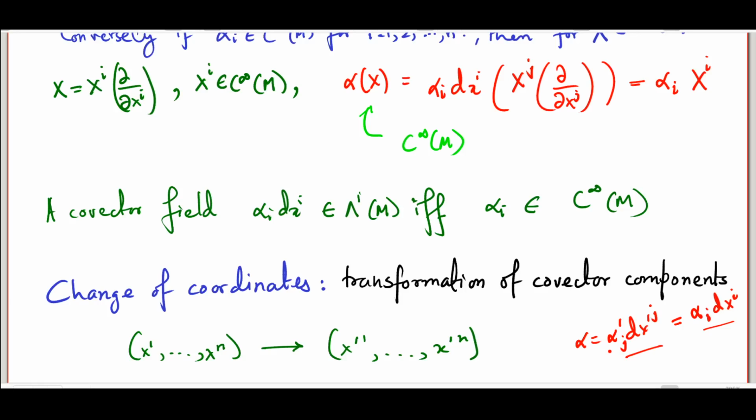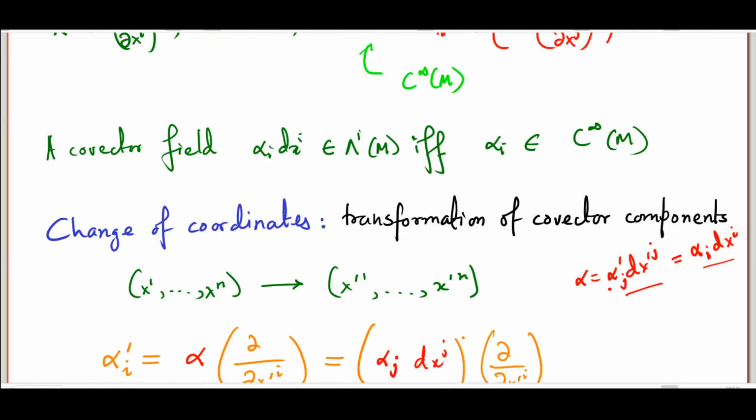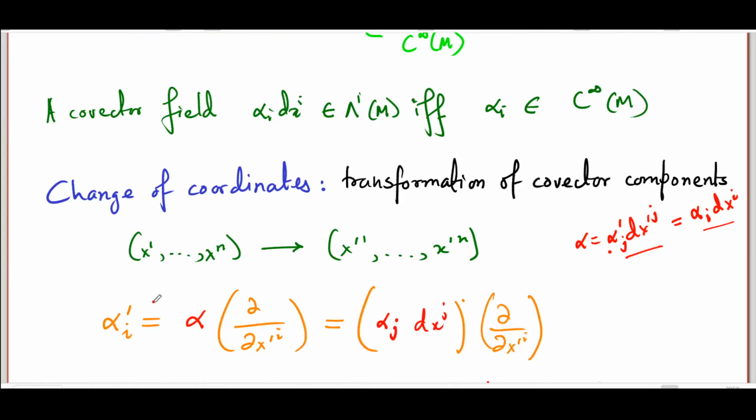Now, alpha prime i is something which is pretty simple. It's nothing but alpha, the covector field in this case, acting on del x prime i, the coordinate basis vector field in the new coordinate system. But alpha we already know is alpha j dxj. We are making that act on del x prime i, and alpha j's are functions.